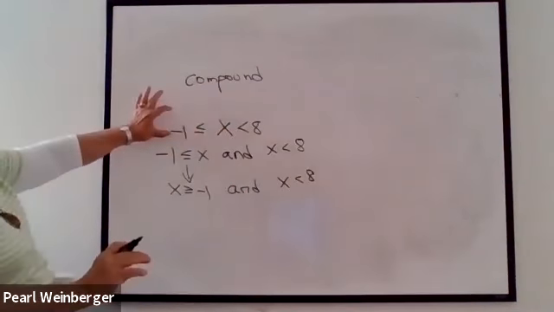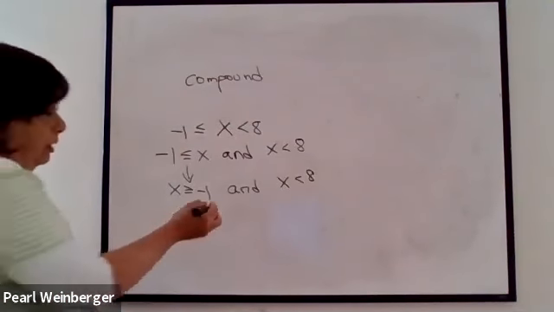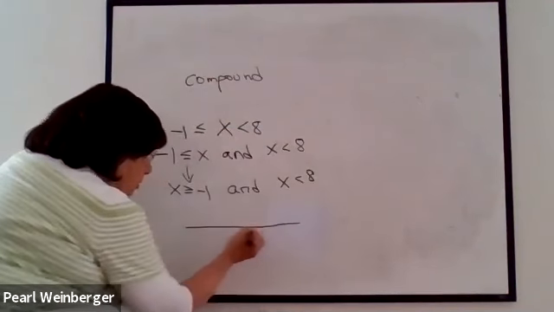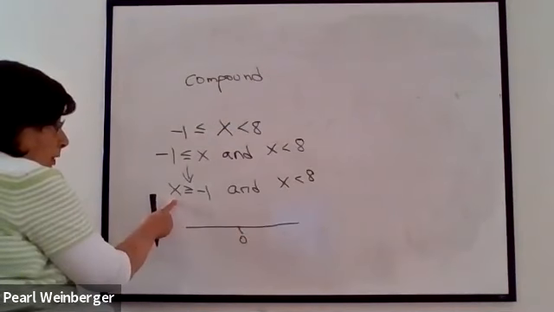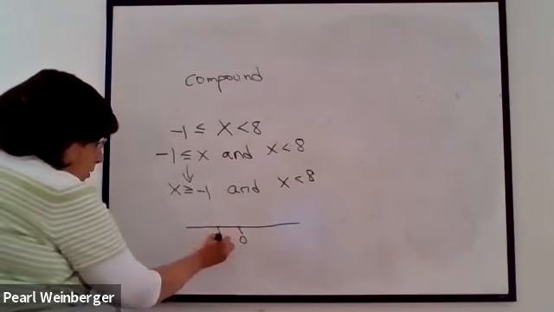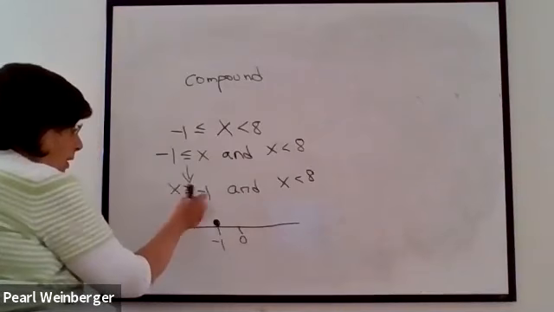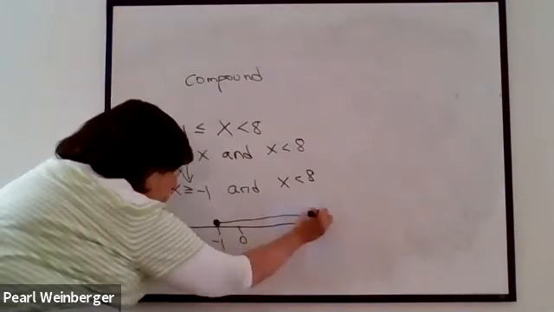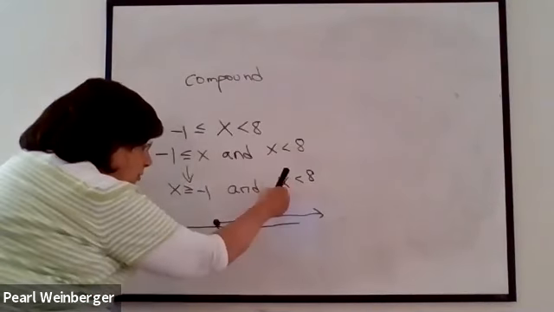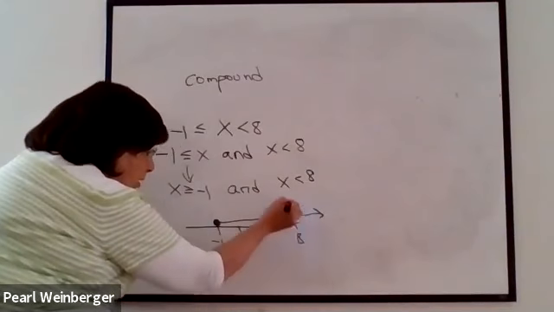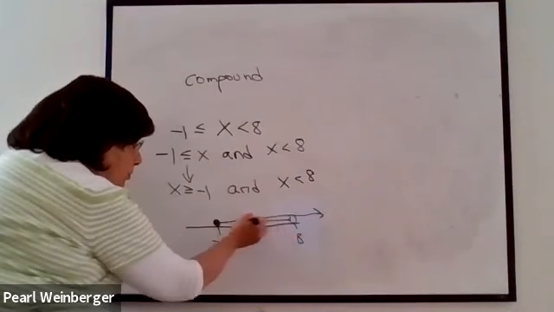In shortened version, this is saying this. What does that mean? Let's look at it on a number line. Here's what it means on the number line. First, x greater than or equal to -1 means, here's my -1. It means a filled in circle at -1 and an arrow pointing to the right. x less than 8 means, here's my 8, let's say. It means an open circle at 8 and an arrow pointing to the left.